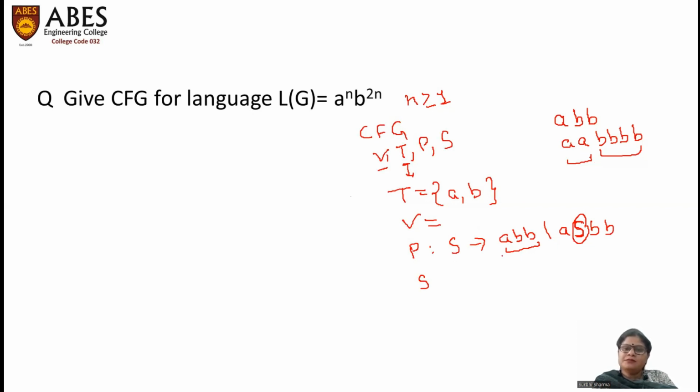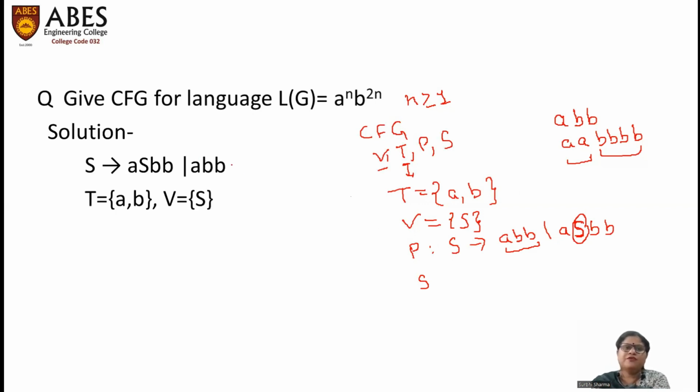So how many variables am I using here? I think only one variable, which is capital S. So in V, I have placed capital S. So I have defined my CFG here. All the four tuples are included here, right? So this is the solution for this particular problem, where a particular language was given to me and I had to construct a CFG corresponding to that particular language. I hope this example is clear. Now let's move towards the next question.